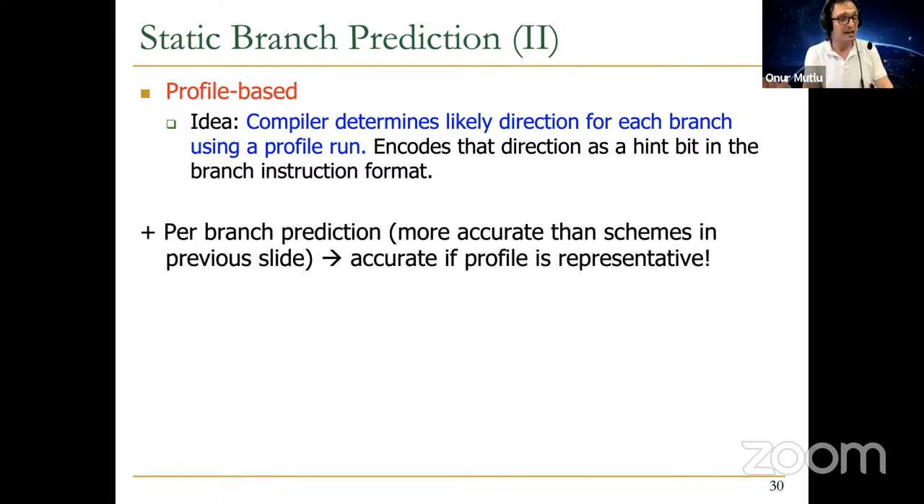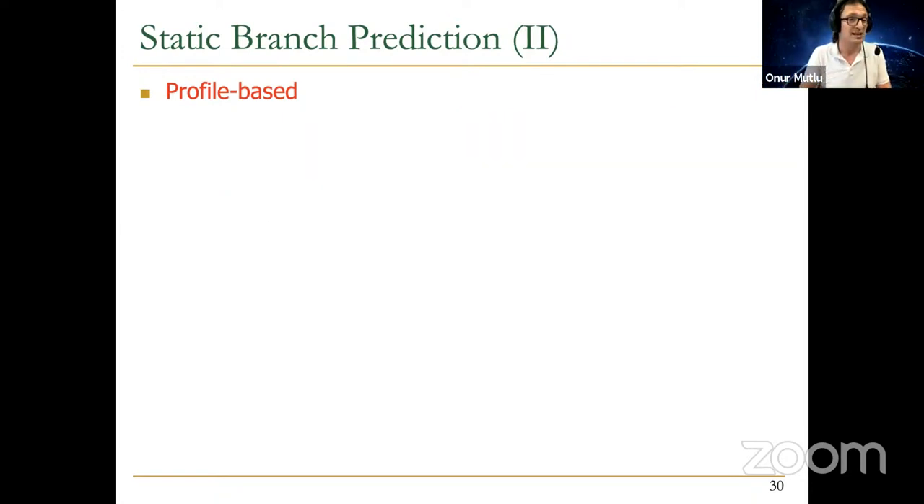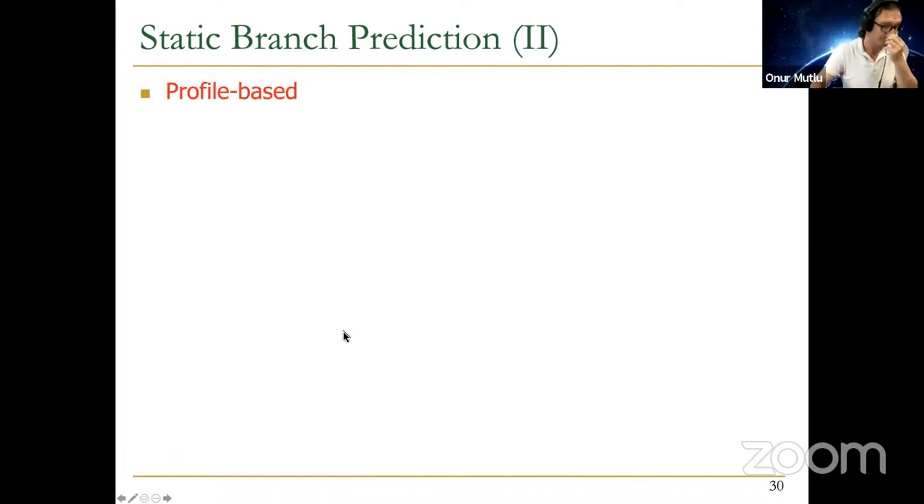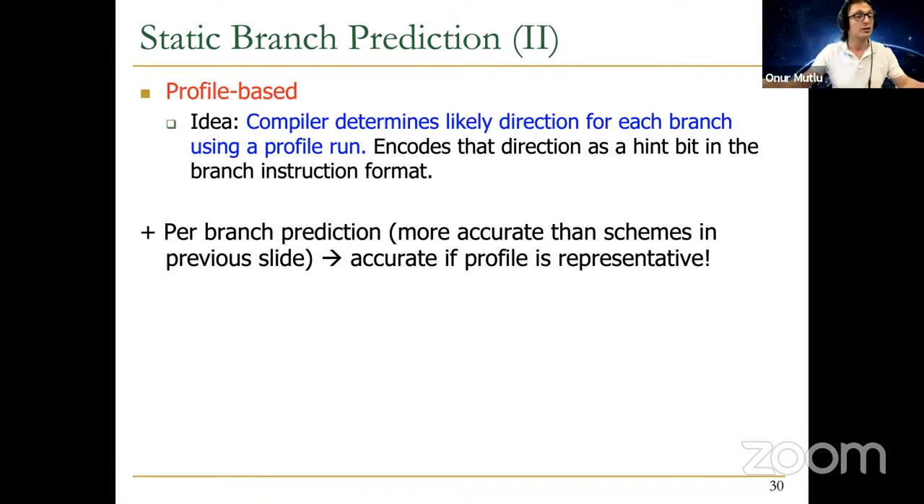So the upside of this is it gives you a per-branch prediction, right? The previous prediction mechanisms, always not taken, always taken, backward taken, forward not taken, are really per class of branches or all branches, right? All branches are treated similarly. Here, you can distinguish per branch. So it's more accurate than the schemes in the previous slide. Of course, this is true if the profile is representative. It's always true if the profile is representative, right?